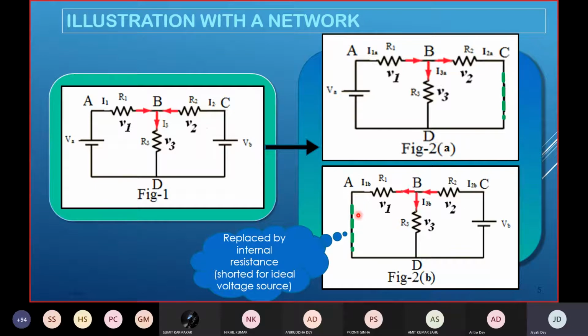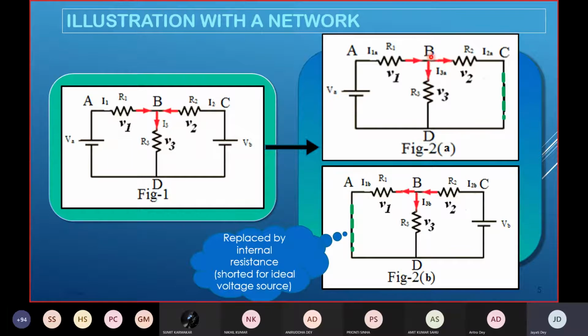I told you, algebraic summation. See here, when VA is acting, current flows in this direction, and when VB is acting, current flows from B to A. So this will obviously be minus. So I1A minus I1B. For this case, I2A minus I2B, since the current direction is opposite.